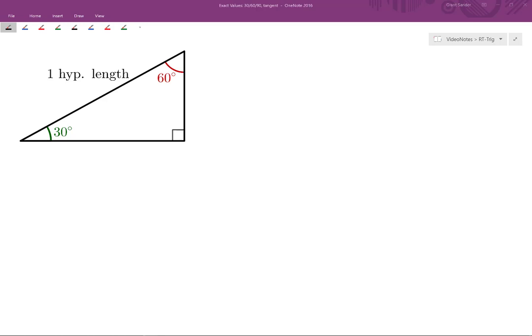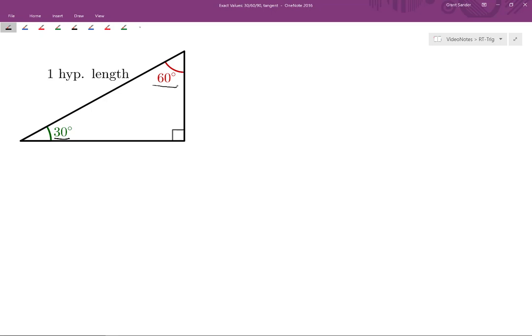In this video, we're going to look at exact output values for the tangent function when the input is 30 degrees and 60 degrees. Now, if we have an interior angle measure of 30 degrees, like this in this right triangle, then the other interior angle measure that's a non-right angle is going to be 60 degrees. And so these things go hand in hand.